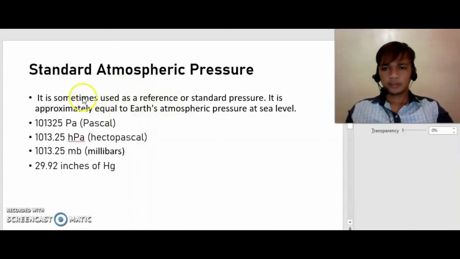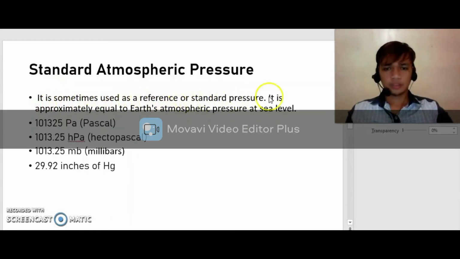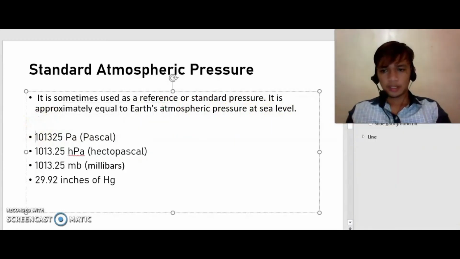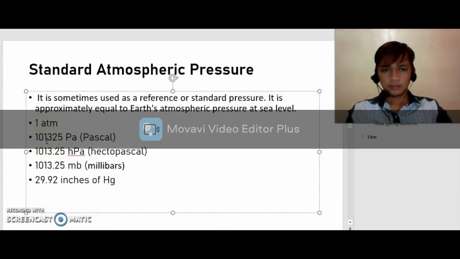Okay. This time, we're going to talk about standard atmospheric pressure. It is sometimes used as reference or standard pressure. It is approximately equal to the Earth's atmospheric pressure at sea level. So we have here the standard. I will just write here 1 atmospheric pressure. This is equals to 101,325 Pascal, or the PA.